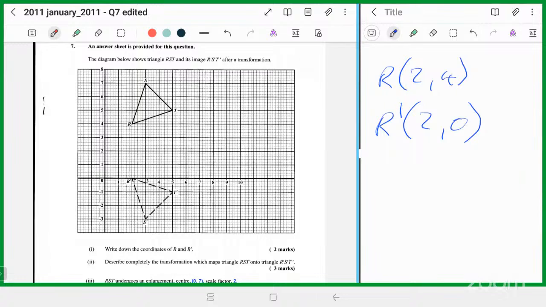So the only two left on your syllabus. There are other transformations, but I'm talking about the ones on your syllabus: enlargement, translation, reflection, rotation. Talking about the single transformation. We're not talking about the compound transformation. This one is a single transformation, one transformation.